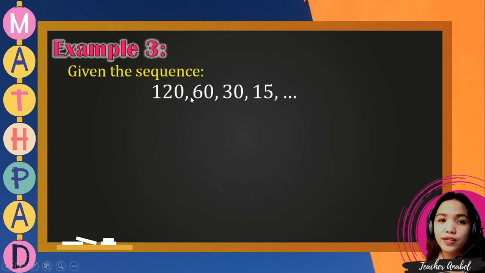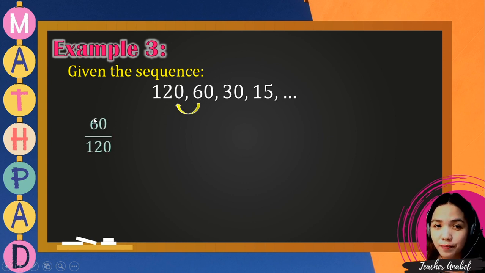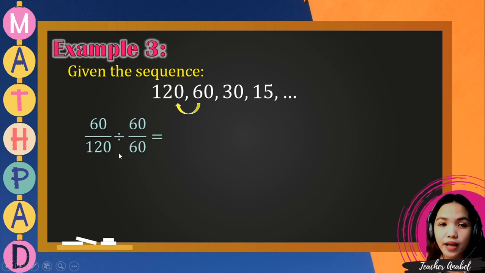Next, given the sequence 120, 60, 30, 15. Now, let us find the ratio. So, 60 divided by 120. We can find the ratio by finding the lowest term. To find the lowest term, we divide both the numerator and denominator by 60. 60 divided by 60 is equal to 1. 120 divided by 60 is equal to 2. Therefore, the common ratio is 1 half.